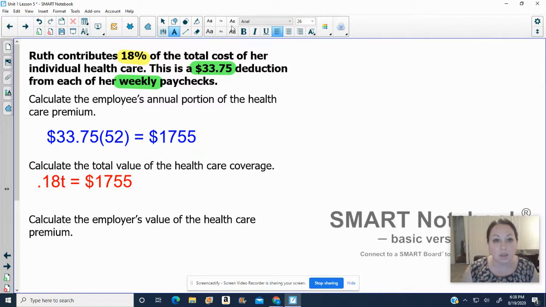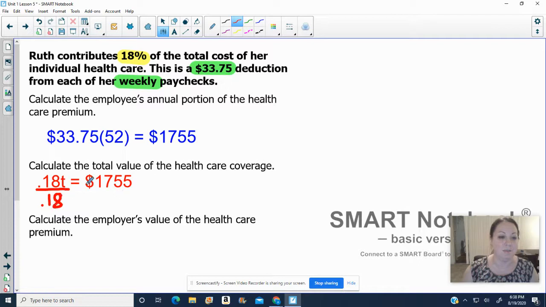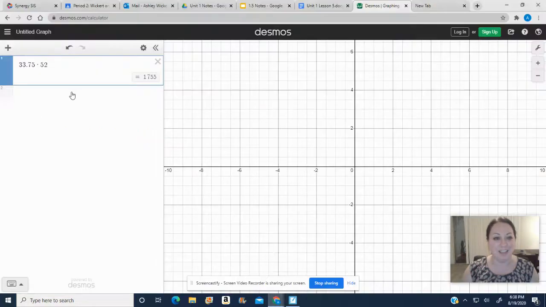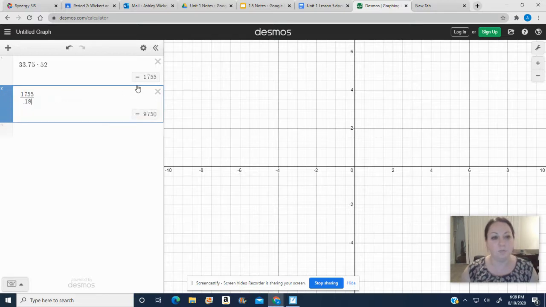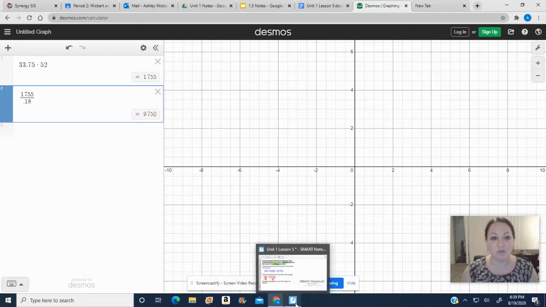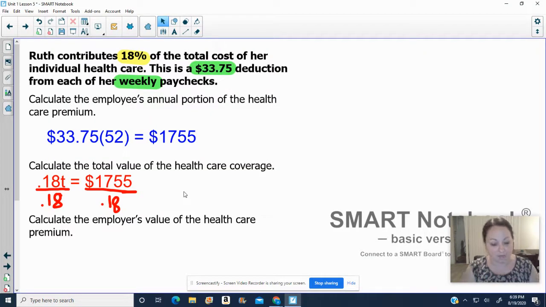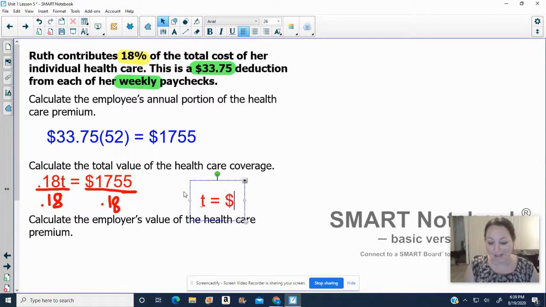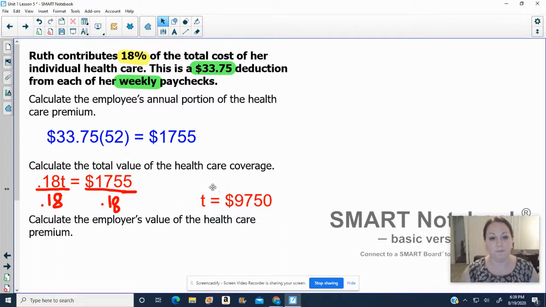Okay, I'm just going to really quick finish this one off by solving for the total. This is 0.18 times T. So to get rid of 0.18, I have to divide by 0.18 on both sides of the equation. Go back to, like, Algebra 1. Was some beautiful writing by me. We are going to go over to Desmos, and I'm going to take 1755 and divide it by 0.18. So Ruth is paying 18%, which was $1,755. The total cost of the healthcare is actually $9,750. I'm just going to type that in over here. The total cost is equal to $9,750. That's what it needed from me.